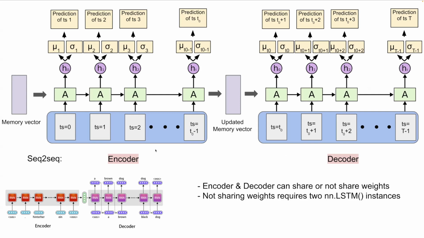So there are different ways that you can learn those encoder weights and decoder weights. Maybe you can share the same set of weights for the encoder as well as for the decoder. So you can maybe have the same LSTM for the encoder and decoder. Or you can choose to have the encoder learn its own separate weights and the decoder learn its own separate set of weights. Those choices are completely up to you.